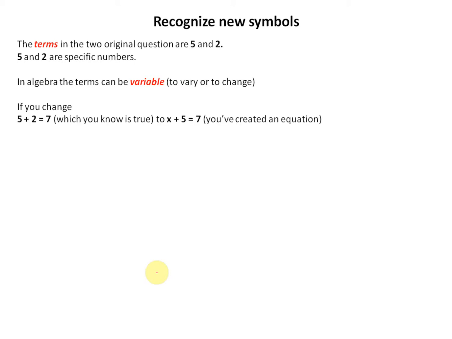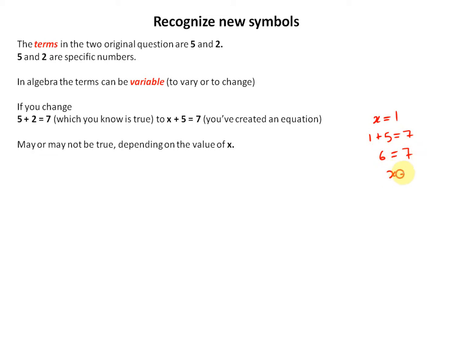If you change 5 plus 2 equals 7, which you know is true, to x plus 5 equals 7, you create an equation, and this may or may not be true depending on the value of x. For example, let's take x equal to 1, replace x by 1. On the left side we have 1 plus 5, equal to 7 on the right. So we have 6 on the left equal to 7 on the right, which is not true. Let's try x equal 2. We replace x by 2, we have 2 plus 5 equal to 7, 7 equal to 7, which is true. So x equal to 2 is true.